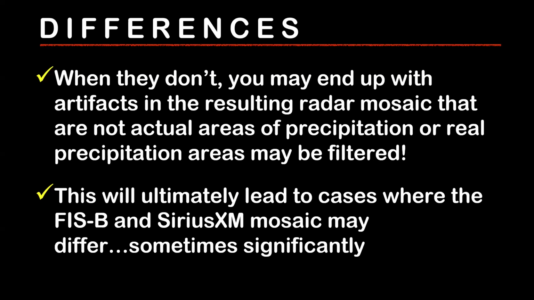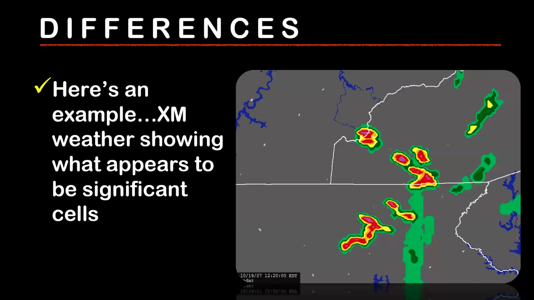So this may lead to cases where the FISB and SiriusXM mosaic might look a little different. If you're comparing the two of them, you might see what essentially looks like a completely different view of things. And so if you can fly with both and show both, this is even better. But ultimately, look at other products to make sure that what you're seeing out the window and what you're seeing on your display certainly makes sense.